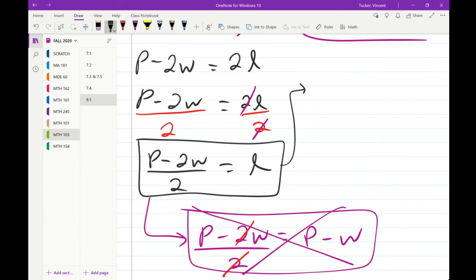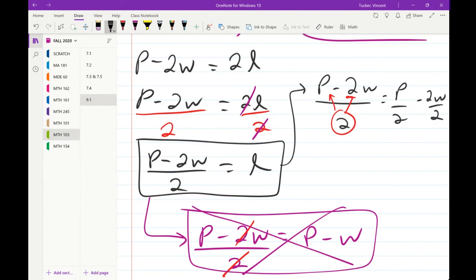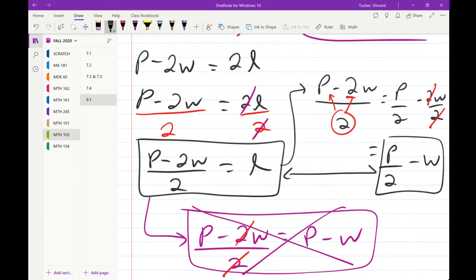If I wanted to reduce this further, that 2 has to go into each term. And that's P over 2 minus 2W over 2. Now the 2's can cancel. And your final expression would be P over 2 minus W. So these two are equal. But that other one, when you just cancel out the 2's from jump, would not be correct.